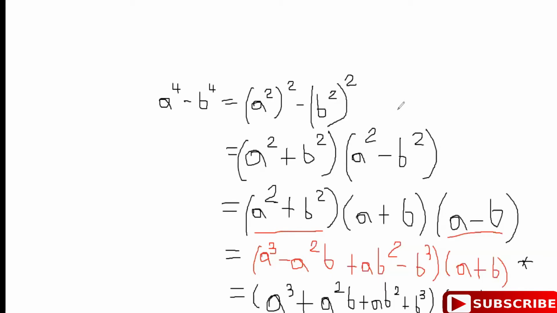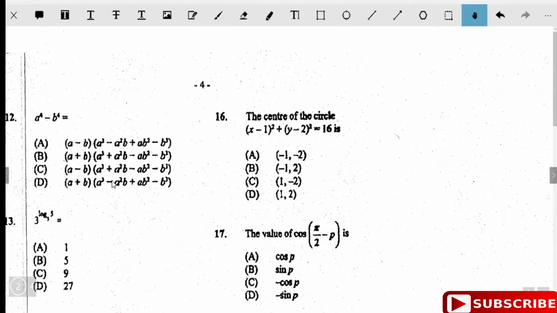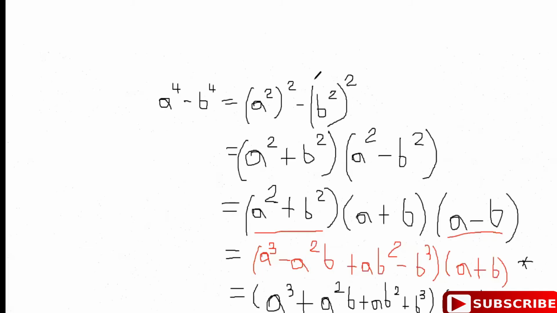I'm back. So let's look at this now. So a minus b. So it's not the ones it did. Minus a squared b. Let's look back. Yes, D is the answer.